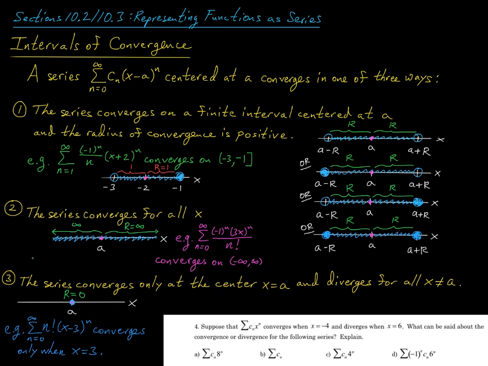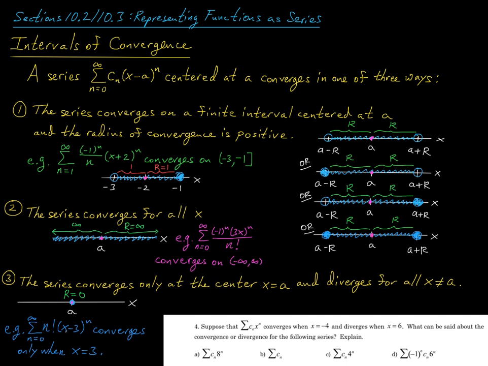Now for the third way, this is by far the most extreme and, well, uninteresting way a series of this form can converge. It's where the series converges only at the center, x = a, and it diverges for all x not equal to a. We saw that with this example, where we're summing n factorial times (x - 3)^n. This series converges only when x is equal to 3.